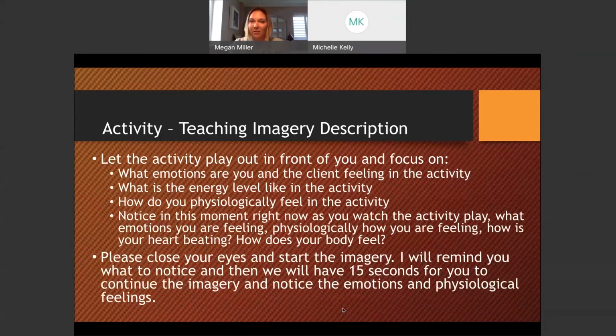So I want you to go ahead and close your eyes and let the activity play out in front of you and focus on the same things as we did before. As you're prompting your client to clap their hands, the client is resisting, okay? At no point in this imagery does the client actually clap their hands. The whole entire time you're trying to do what I've instructed you, you're following them around the room and you're physically trying to get them to clap their hands. As you watch that play out, what emotions are you and the client feeling in the activity? What is the energy level like in the activity? How do you physiologically feel? And then also notice in this moment, as you're watching it play out, real life you, how do you feel? What emotions are you feeling physiologically? How are you feeling? How is your heart beating? And how does your body feel?